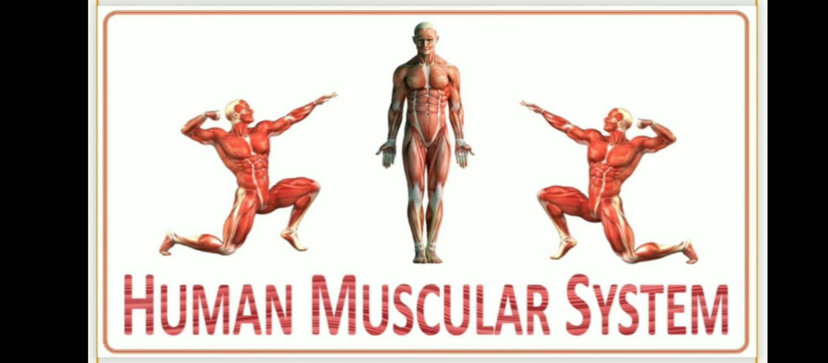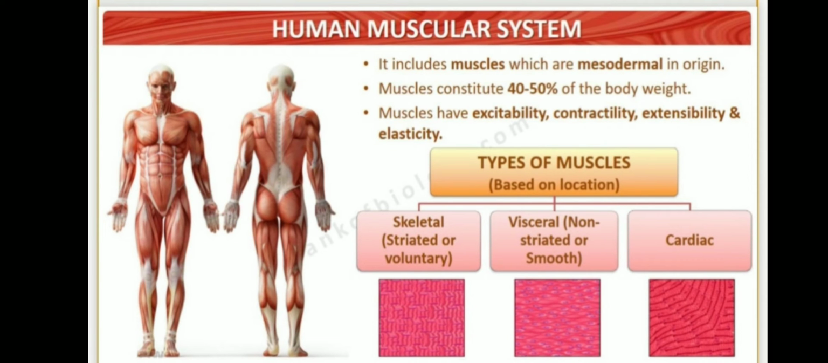Now let's learn about the human muscular system. You have studied in chapter 8 that the cilia and flagella are the outgrowths of the cell membrane. As I told, flagellar movement helps in the swimming of spermatozoa, maintenance of water current in the canal system of sponges, and in locomotion of protozoans like euglena.